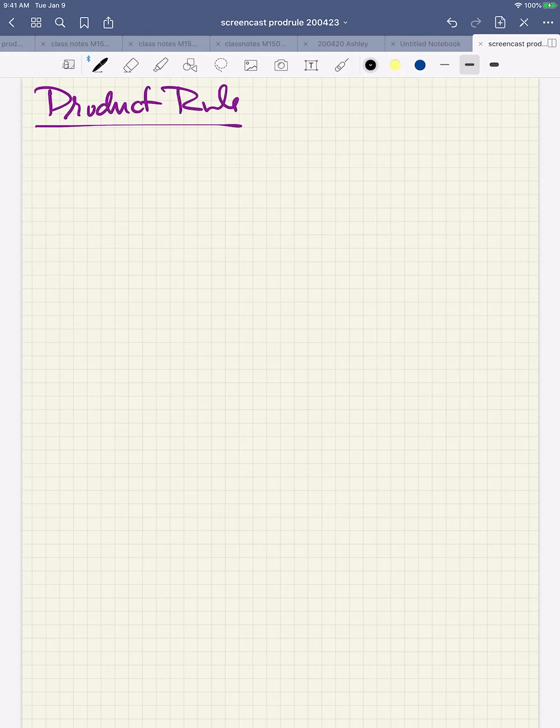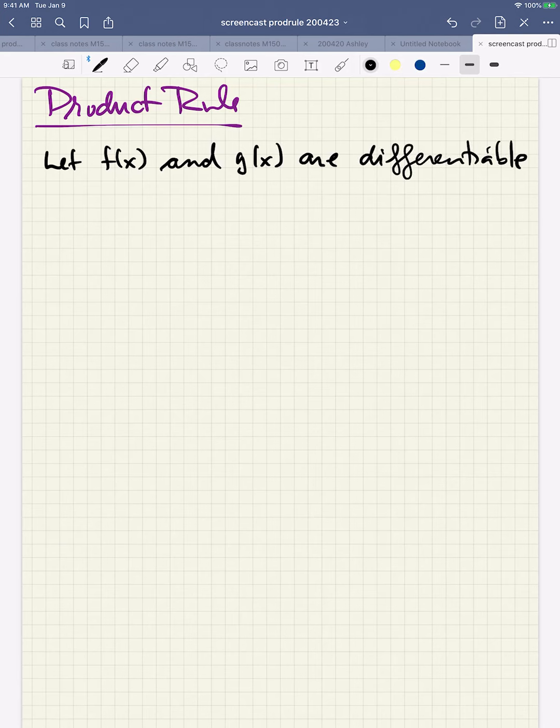Before we get going on the proof, let's just make a couple of preliminary statements. For the purposes of today, say f and g are going to be differentiable functions, and they're differentiable, we're going to say, at least at a point x equals c.